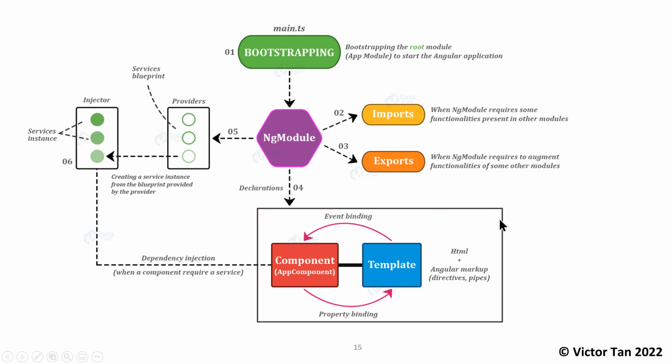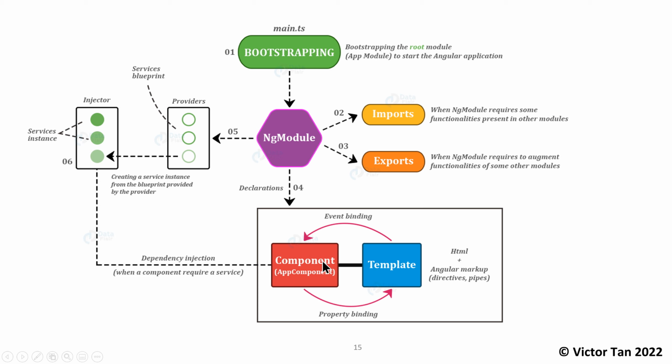Alright, so let's look at the bootstrapping process. Bootstrapping is starting up the program. So you're going to have a particular program called main.ts. Main.ts will bootstrap the root module. Like I said, every single Angular app will contain at least one module. You can have more than one module, but at the bare minimum, you're going to have one root module. The name of the root module is called app module, and the app module will then have the name NgModule, and the root module will start up the root component, which is called app component.